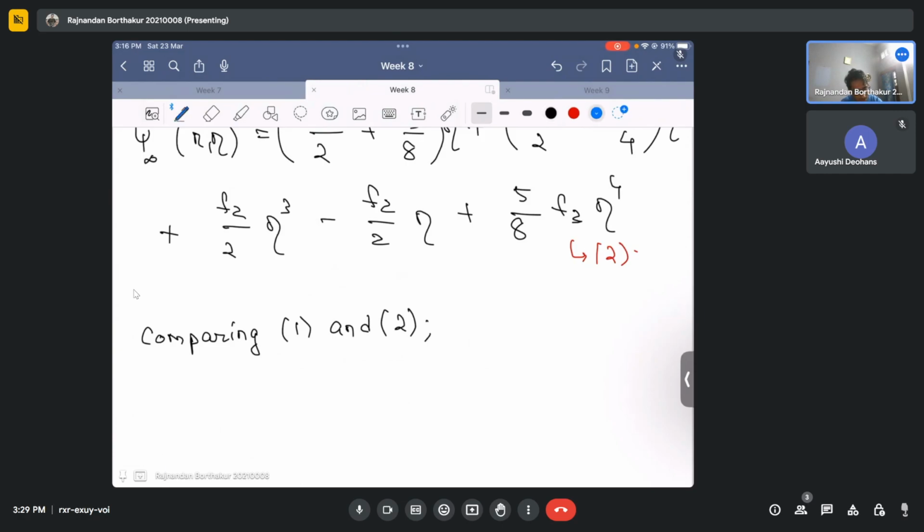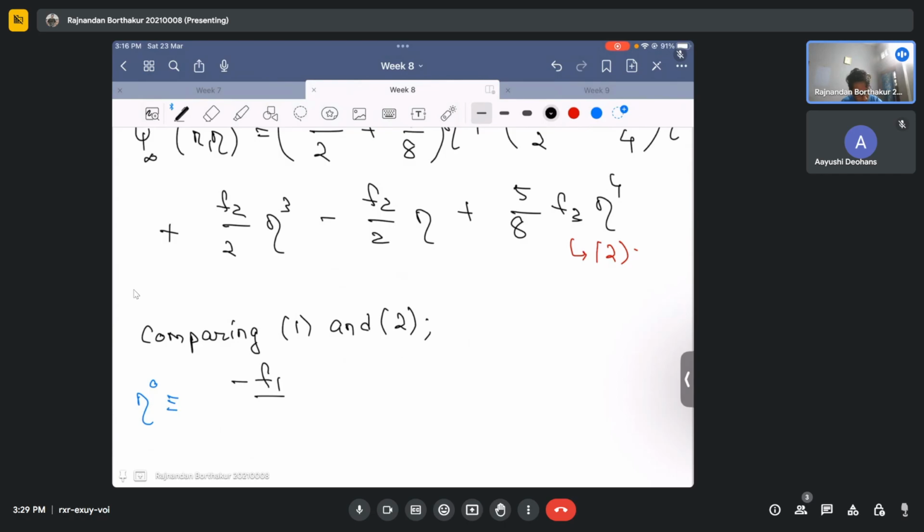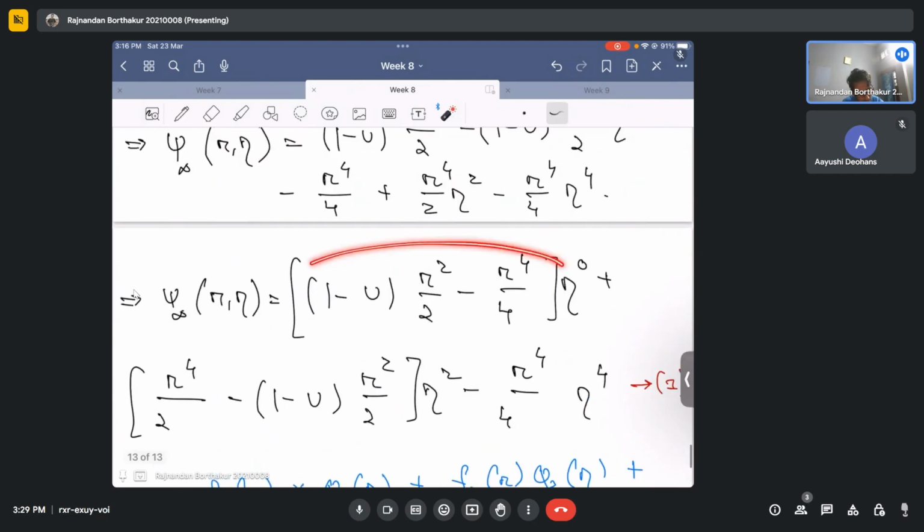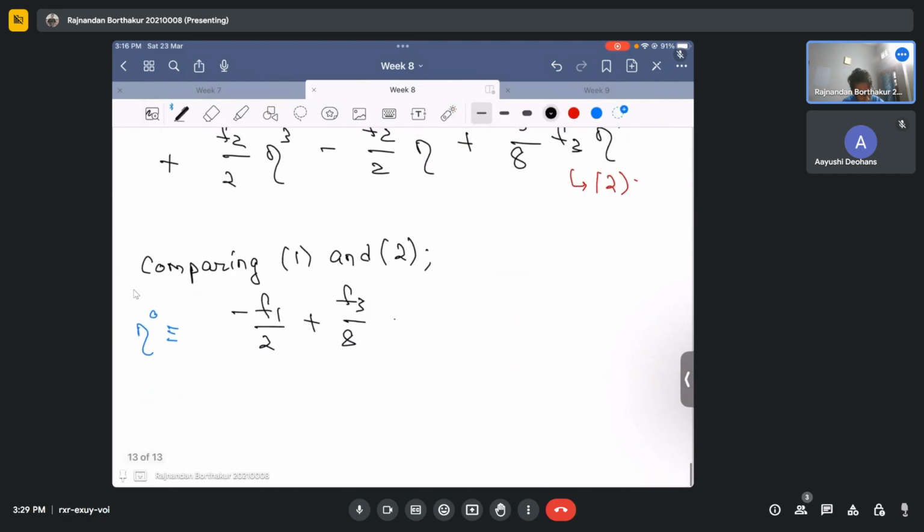So let's say I'm comparing the η⁰ terms. What would they give me? It would give me minus f1 by 2, plus f3 by 8, which is this term, compared with this term. So this should be equal to (1 minus U) times r² by 2 minus r⁴ by 4.